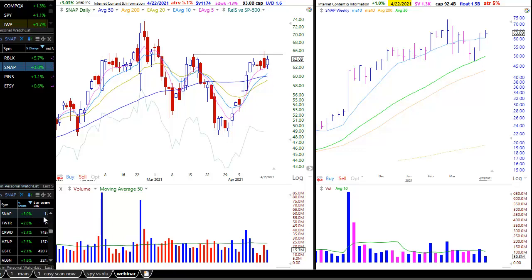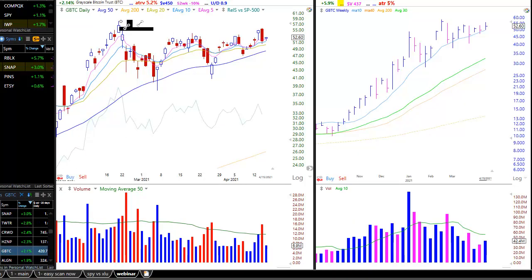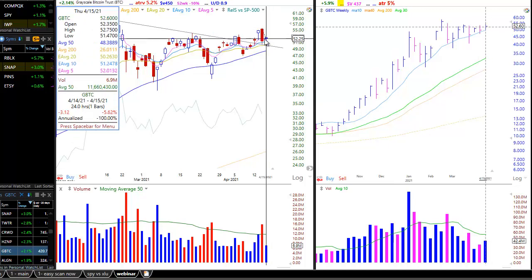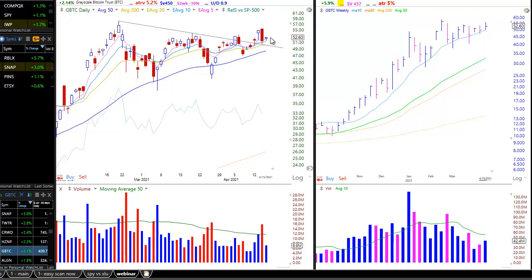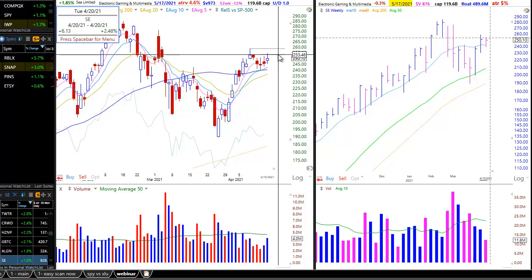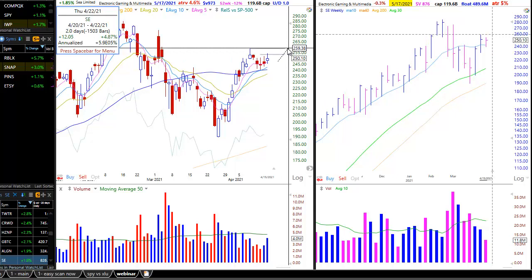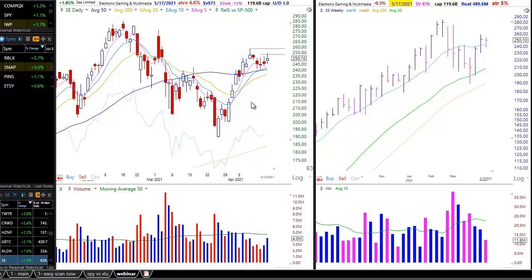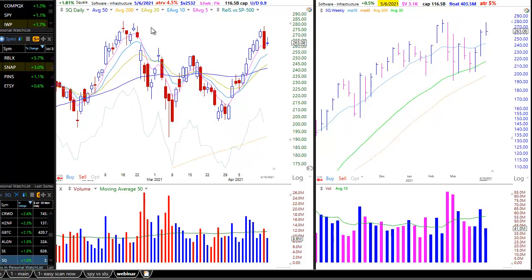As for potential setups, we have GBTC, which is looking pretty good. This is the ETF that tracks Bitcoin. A little bit of a false breakout and pull back into the rising 5 and 10-day moving averages. SE's forming a tight little handle here above the 50-day MA. Could be in play on a move back through 253 and again on the breakout above 259. SQ we're monitoring for a pullback entry.